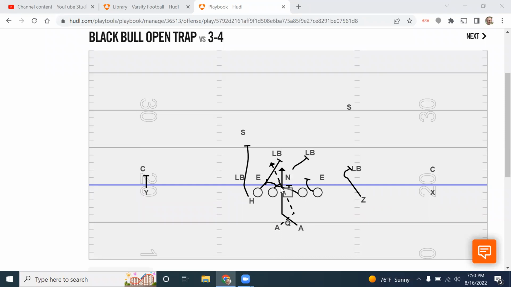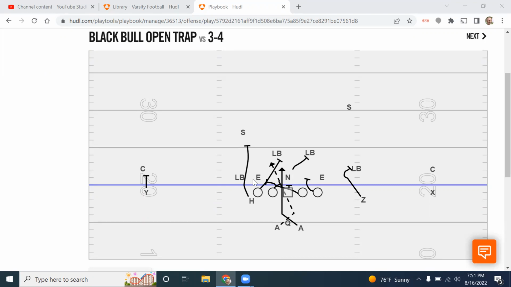We are only installing one run play today, and it's hopefully one that all of you are familiar with. We are installing Trap, and Trap is typically a play that you run even back in middle school. So hopefully you guys have some familiarity with Trap.